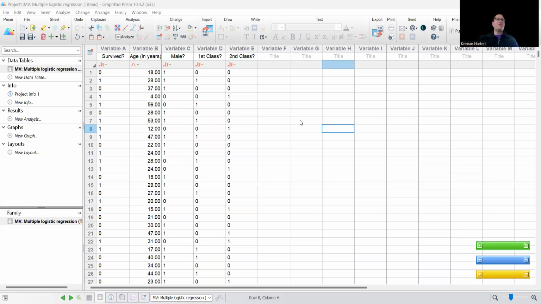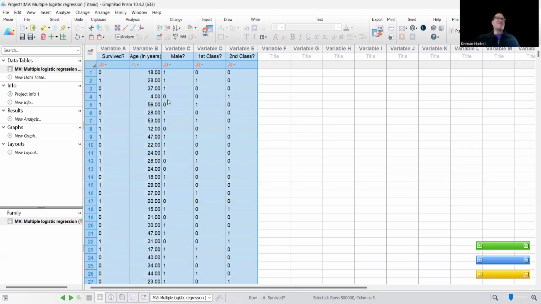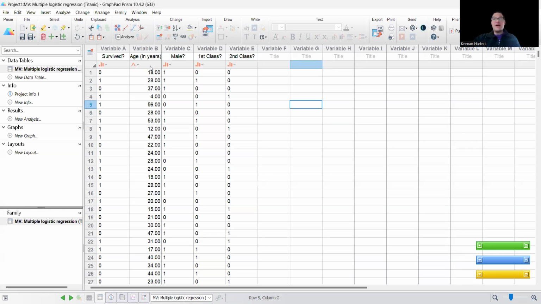But today we've got the Prism tutorial data of the Titanic. Yes, so we've got a 0 or 1 category if you survived or didn't. 1 is a survive. We do have some continuous quantitative data. How old was each passenger? Were they male, first class, or second class in this case?